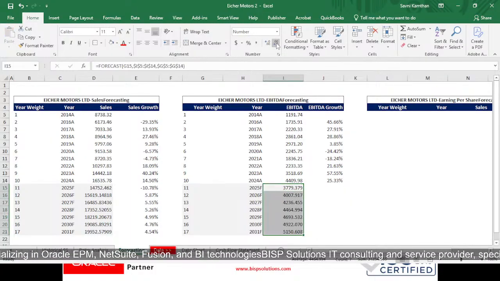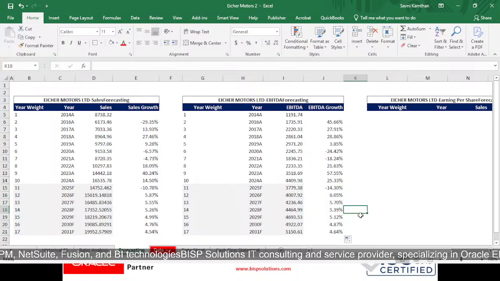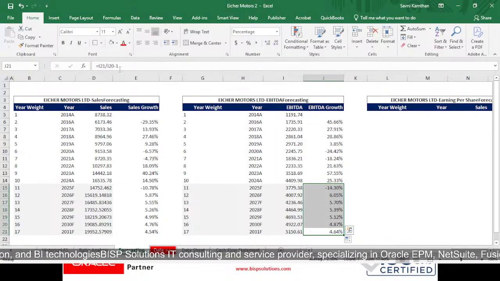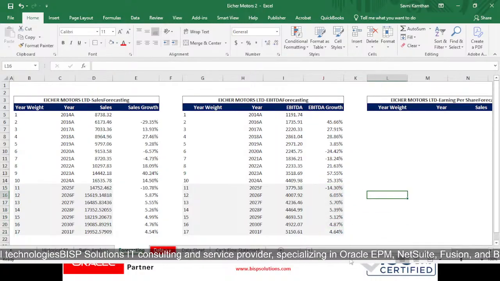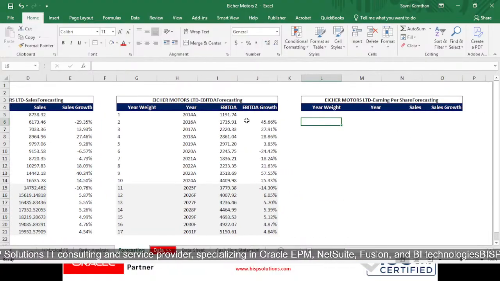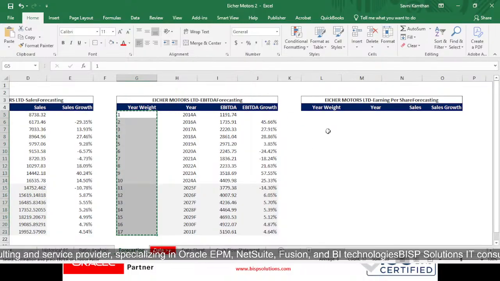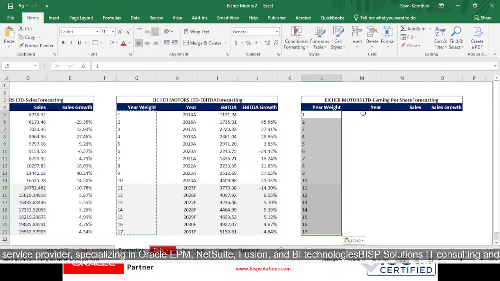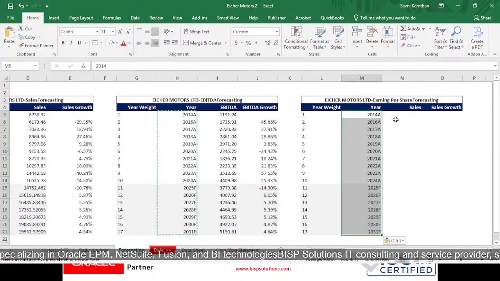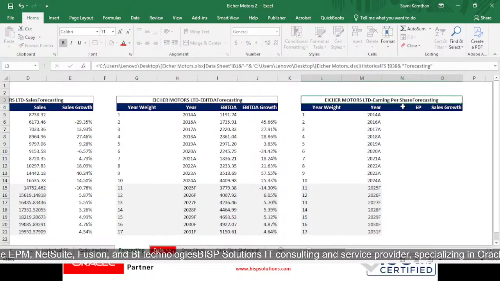We will be decreasing the decimals, and again the same thing will be done. Now my EBITDA is also calculated. Now I want my earnings per share forecasting, so I have selected this data, pasted over here, 2014 data, years, and again EPS is there.